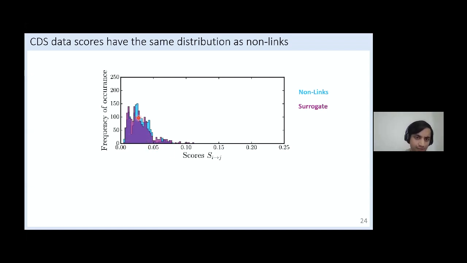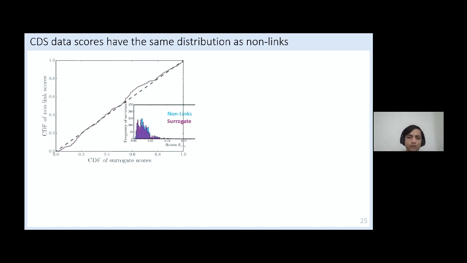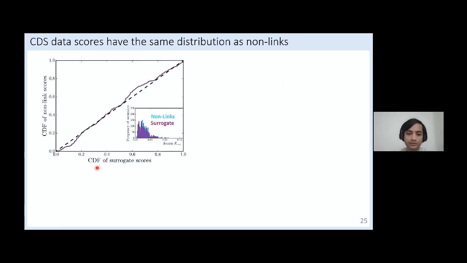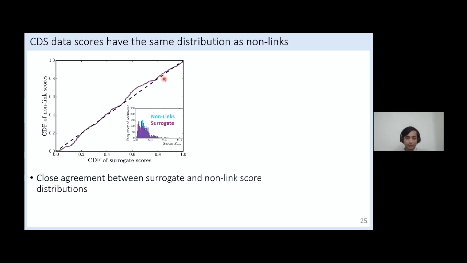Now, of course, there are some fluctuations. After all, there are going to be some finite size effects if I'm going to be sampling from a distribution. And so really to just try to ascertain a bit better if the distributions are matching, what we're going to do is calculate the cumulative distribution function of the surrogate scores and the cumulative distribution function of the non-linked scores, and I'll just plot one versus the other. And as you can see, they're basically on the y equal to x line, which is essentially saying that these two distributions are essentially identical, right? And so you get a very close agreement between the surrogate scores and the non-linked score distributions, which basically means that the schematic that I had drawn out earlier for you really goes through.